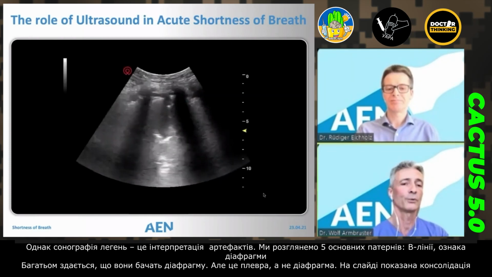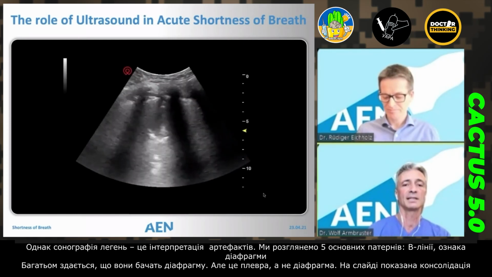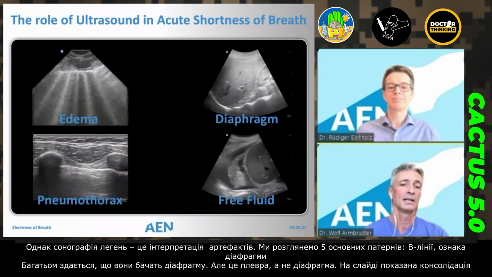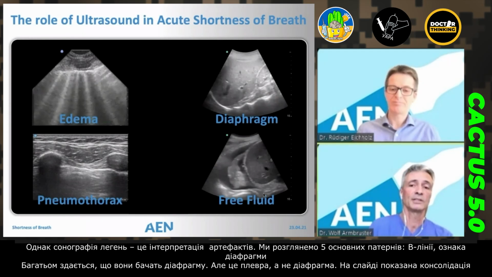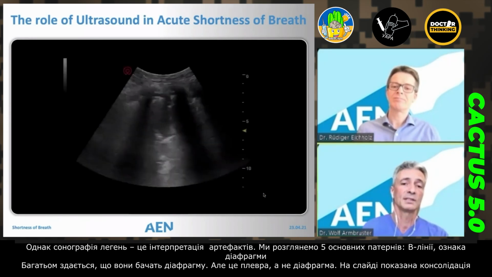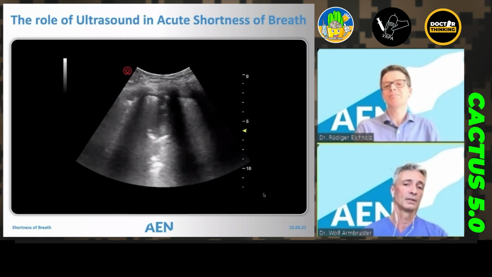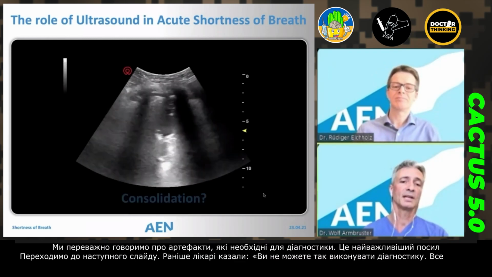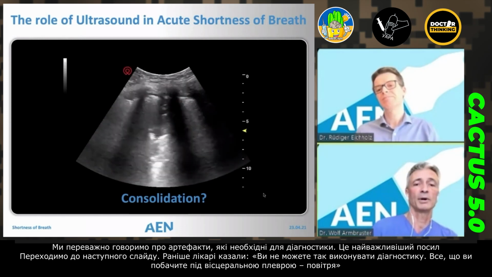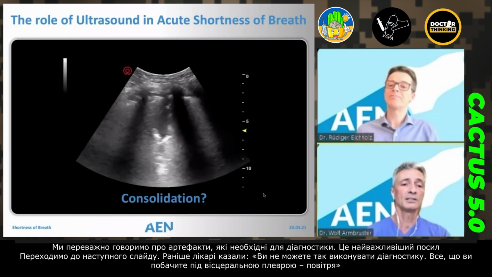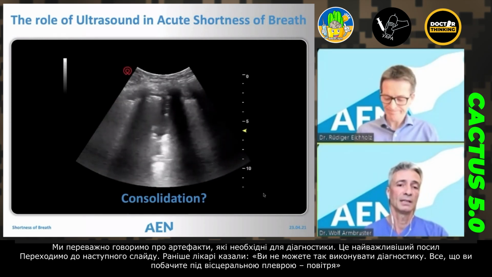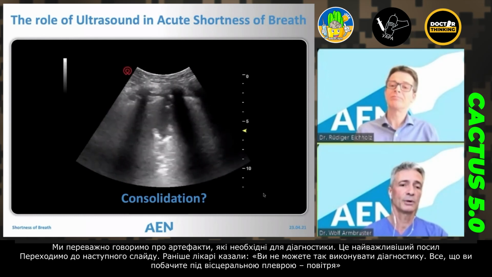And we go through 5 different entities like B lines, like actually the diaphragm sign. Everybody's talking about how you see the diaphragm, but you don't see the diaphragm, you see the pleura. And in this picture, consolidation. So most of the time, we're talking about artifacts that are leading to diagnosis. And this is the most important message.